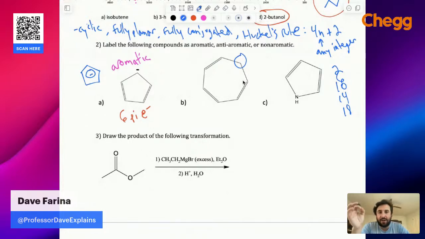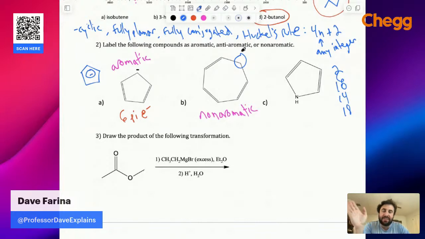We don't even care about Huckel's rule because we're establishing prior to that that it's not fully conjugated. So now here's the important thing that we need to understand. This is non-aromatic. Let me do that in pink because I did the other one in pink. Non-aromatic. And that needs to be distinguished from anti-aromatic in the following way.